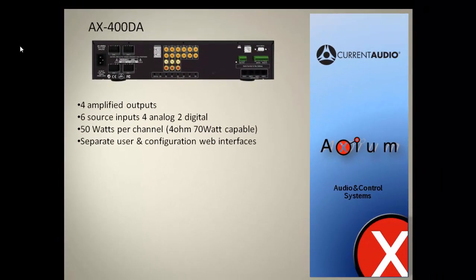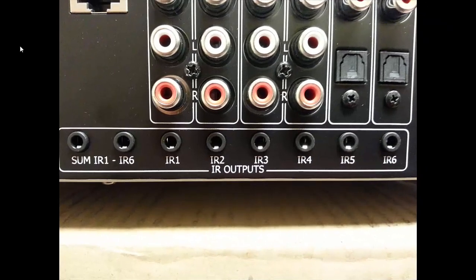The 800 and the 400 also come with a web interface. With this web interface, you can simply type in the IP address of the unit that's sitting on your network. You can operate these systems with this web interface on any PC that's sitting on that same network. That gives you maximum control over your system as far as selecting sources, controlling sources, as well as some programming features also available. There are 8 IR outputs on this unit.